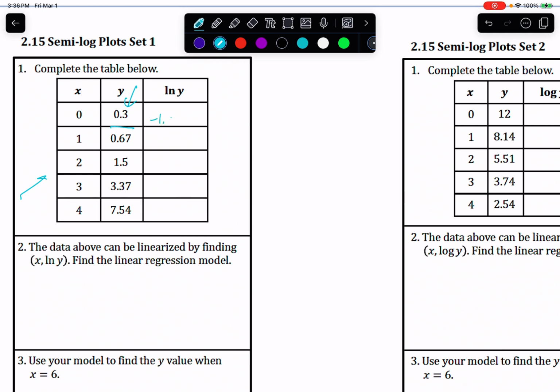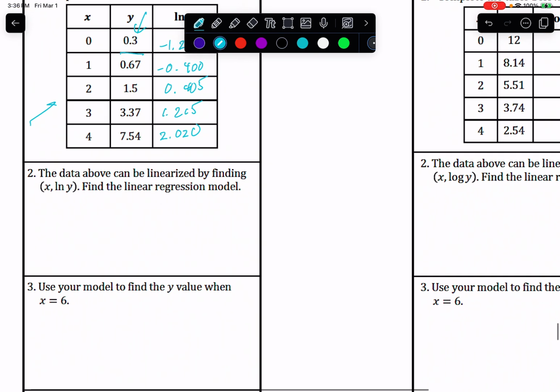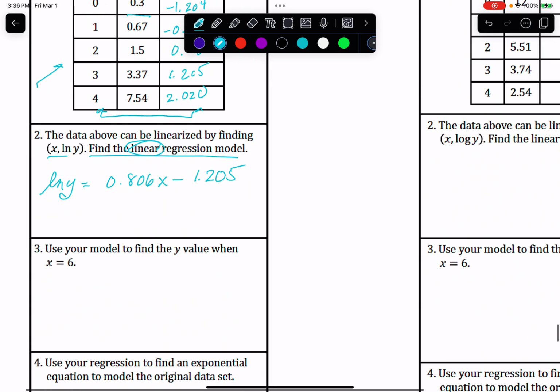So this would be negative 1.204, negative 0.400, 0.405, 1.215, and 2.020. So find x and ln y, and then they want the linear regression model. In the linear regression model, you're going to use this data, the x and the ln y. Watch out, because you're doing the linear line. It's for ln y, so ln y is equal to 0.806x minus 1.205. So that's the linear model.